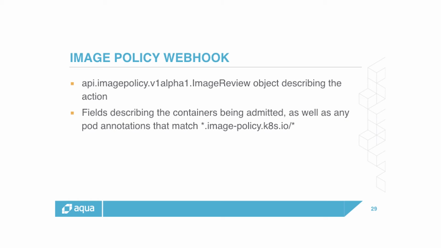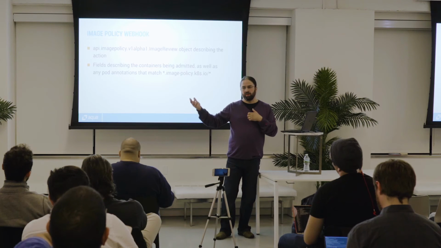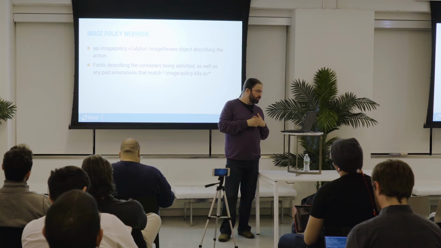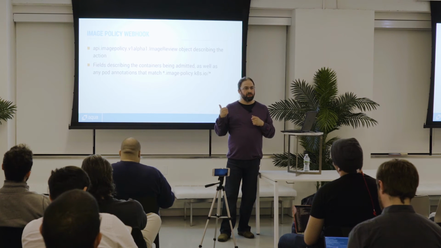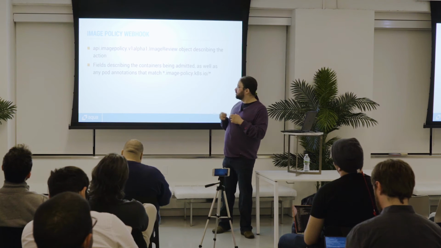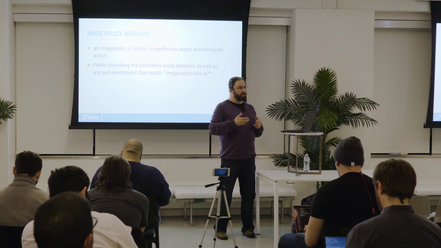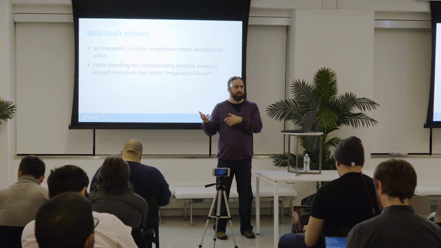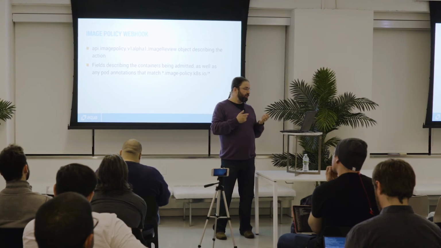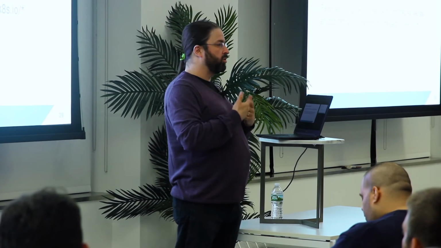Image policy webhook. It's basically just like I said. It enables you to connect before the image gets run, and to send a request to an external reviewer for an approval. This is an object, image review, which has the fields that describe the container being admitted, about to be run, as well as any pod annotation of this type. This enables you to create additional information on top of that, which is pure execution. We'll see in a second what it means.